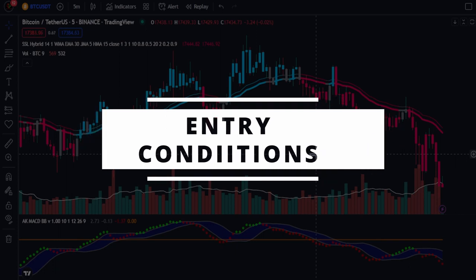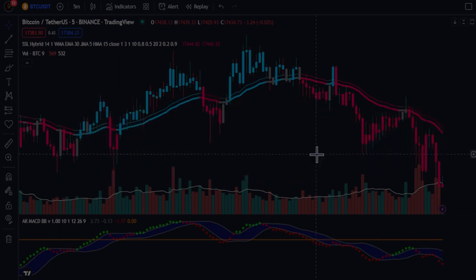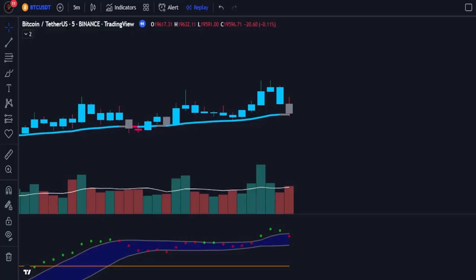Entry conditions. Now that the indicators have been applied in the chart, let's take a look at when to enter into a position. First, the candlesticks must trade above the EMA line. This means we are in an uptrend. Second, we will wait for the pullback to EMA line. But to make sure that the pullback is valid, the candlestick must change its color to gray or red.